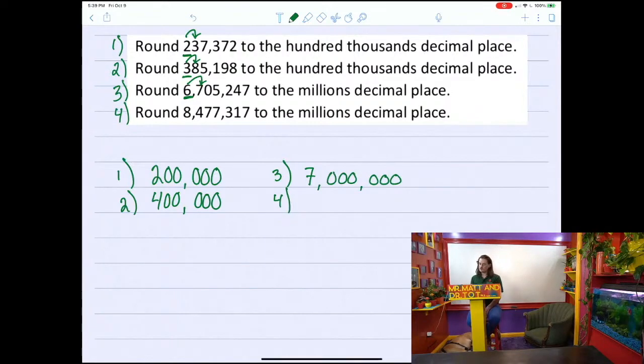And number four, round 8,477,317 to the millions decimal place, so we're rounding to this guy. Looking directly to the right, that's a 4, so we're going to round down to 8 million.